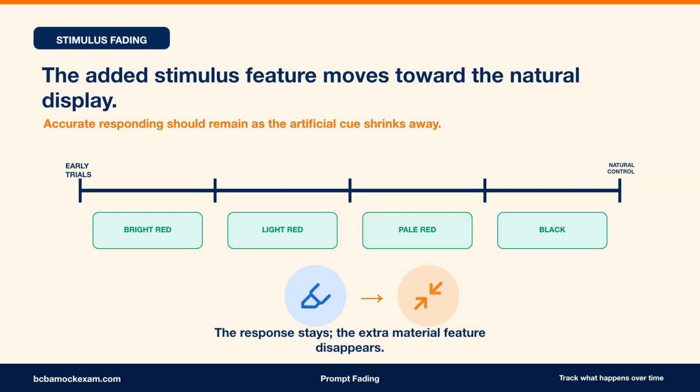This timeline represents stimulus fading across trials. Early in teaching, the correct word is bright red. Later it becomes light red, then pale red, and finally black like the other words. The horizontal direction represents successive trials. Natural control is the destination, not another color step. The learner continues selecting correctly while the added color disappears, showing transfer from the artificial feature to the natural stimulus.